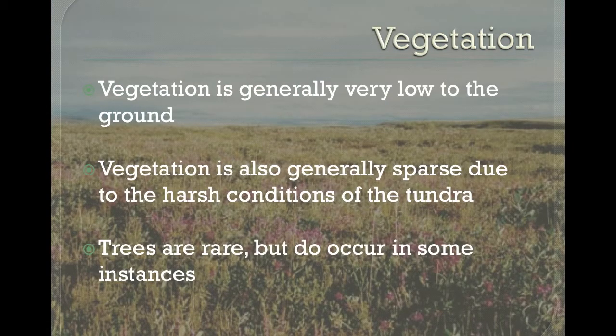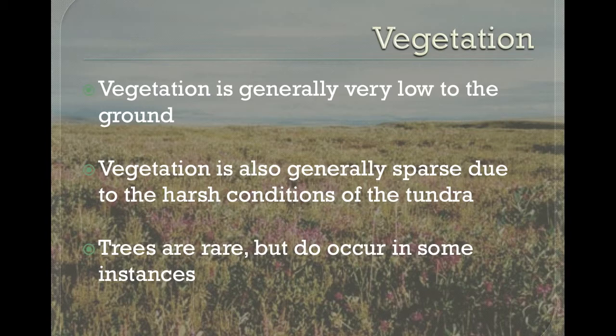Vegetation in the tundra is very low to the ground due to high winds that limit the height of all of the vegetation that grows in the tundra, and also because of permafrost, which was discussed above, which limits the growth and size of the roots. Vegetation is also very sparse due to the harsh conditions of the tundra, again because of permafrost and because of high winds, and also because during the winters the nights are almost the entire day.